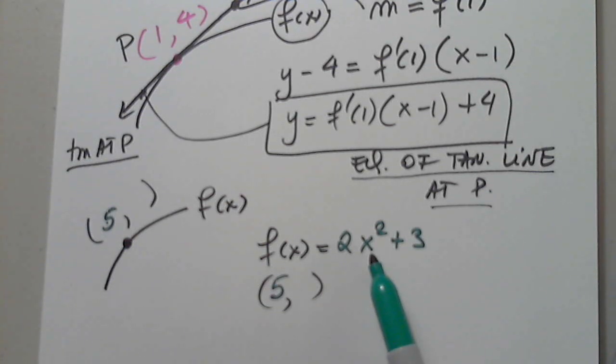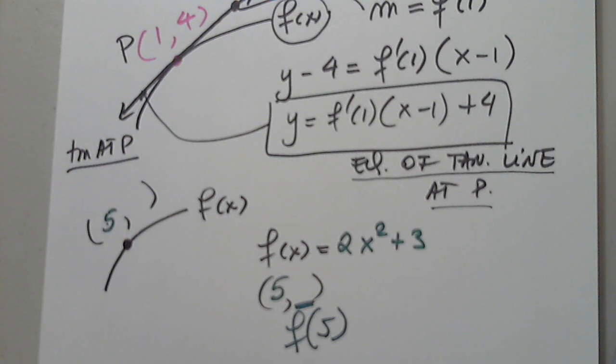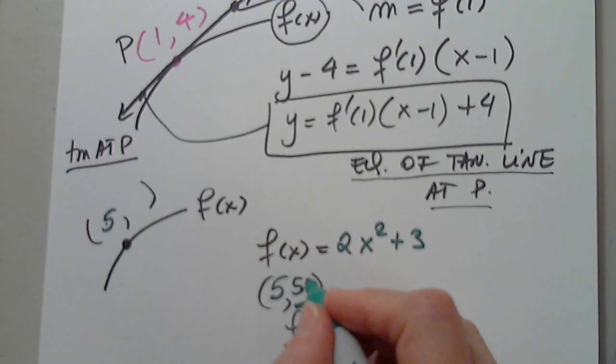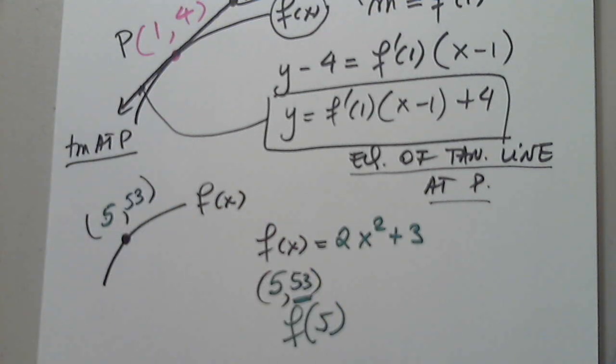I can't choose. I have to plug it in. This number is f of 5. I cannot guess a number here. If I pick x, I have to determine y. Otherwise, this point is not going to be on the graph. 53. Yes, 53 indeed. It's the only number that works.